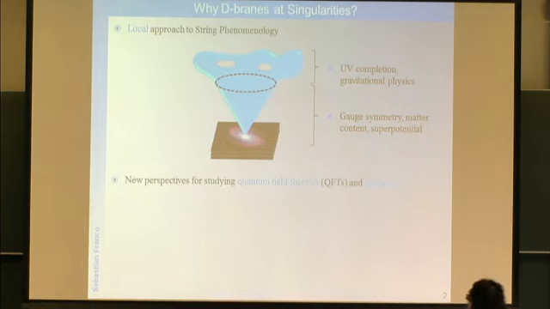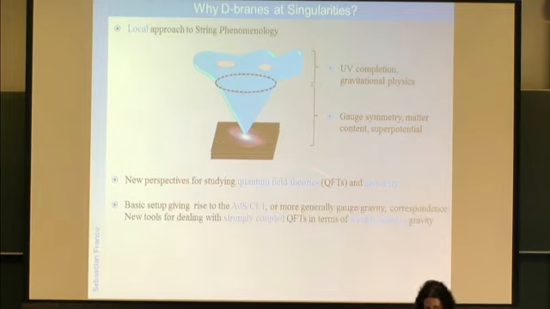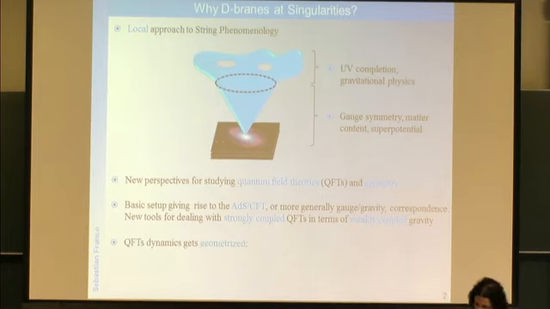Of course, these kinds of configurations of branes at singularities give us new perspectives for studying quantum field theories and geometry, the relation between geometry and quantum field theory. There are the basic setups for the AdS/CFT correspondence with reduced supersymmetry or reduced symmetry, okay, in which we can describe strongly coupled quantum field theories in terms of weakly coupled gravity. So that's also a very interesting direction.